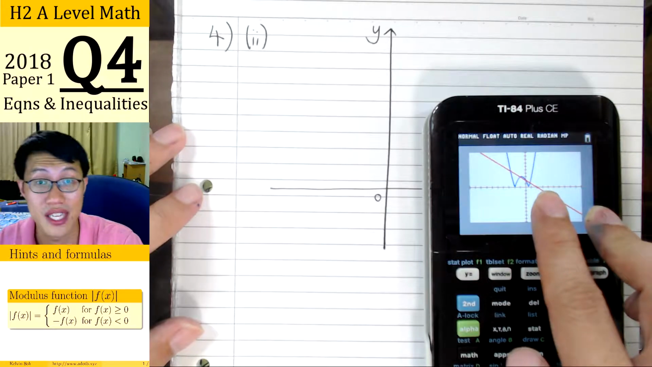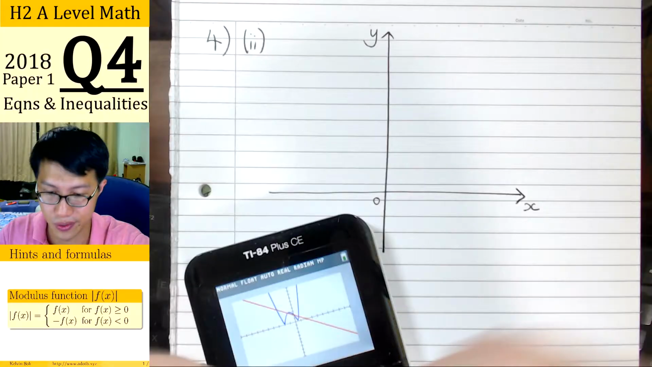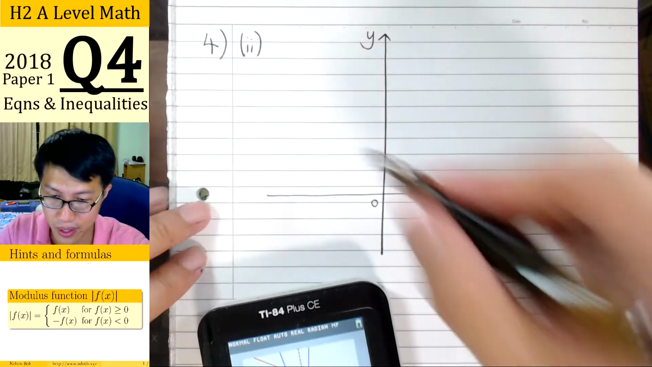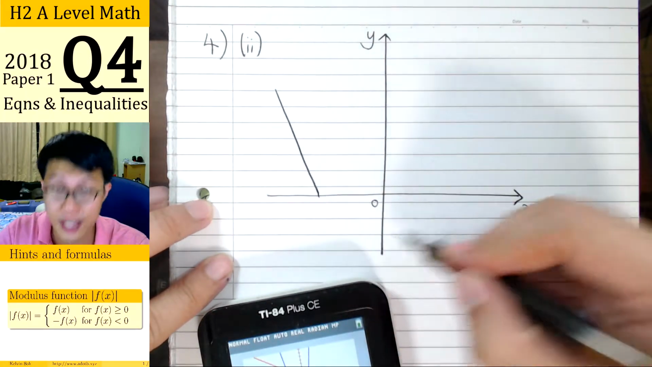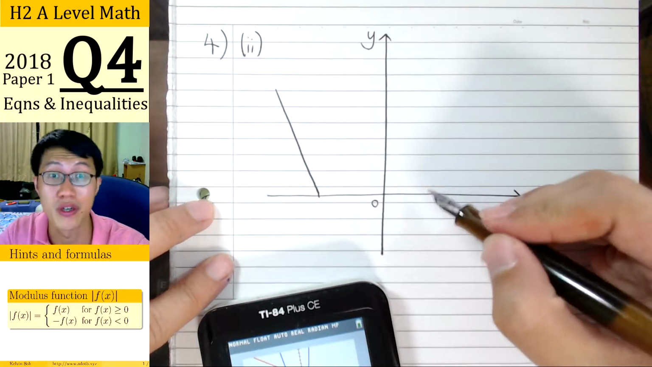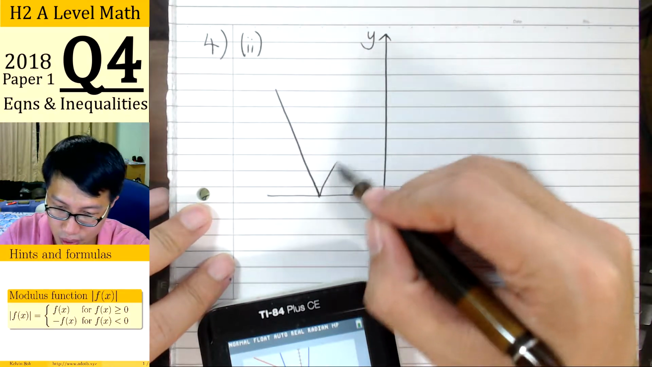Okay, so let's transfer this to our paper. So the modulus function will, it is originally a U-shaped graph, but it got flipped up because of the modulus. So this is how it looks like.